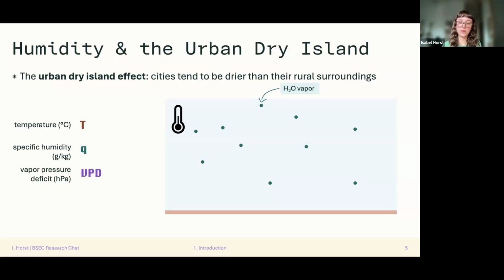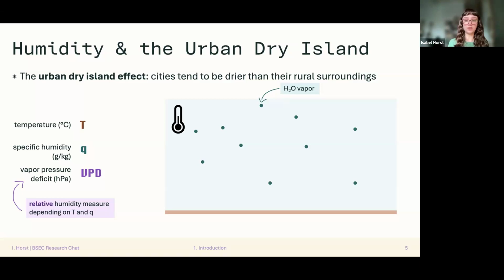For my measure of relative humidity, I'm going to be using vapor pressure deficit, which depends both on temperature and specific humidity. It is the deficit between the current vapor pressure in the air, so how much pressure water vapor molecules are exerting in the air, compared to the saturation vapor pressure. So how much water the air theoretically could hold before it became saturated, or at the point it became saturated. So VPD, the larger your VPD, the more dry it feels. And so VPD is a relative metric.